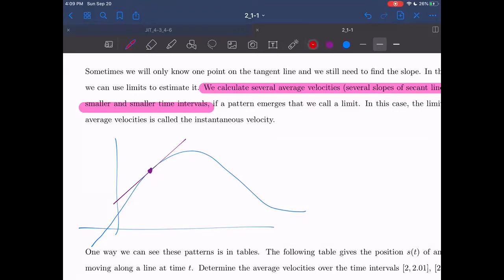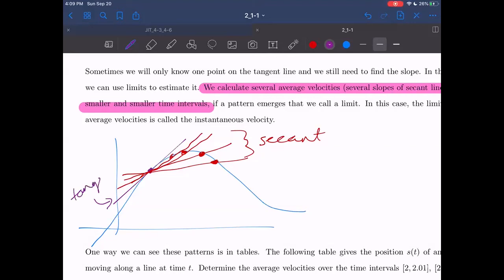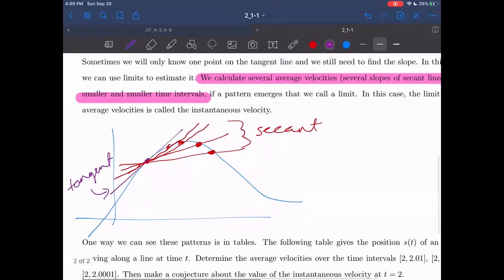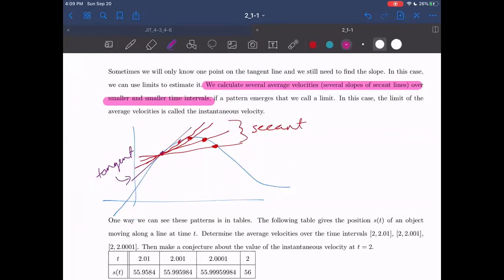So what I can do is pick several points and find the slopes of the secant lines as I get closer and closer to my point. Then you can see as our point gets closer, we're getting closer and closer to what we need. So we take the slope of several secant lines, or calculate several average velocities, and they give us closer and closer to our tangent line. So in this case, the limit of our average velocities is called our instantaneous velocity, or the slope of that tangent line.